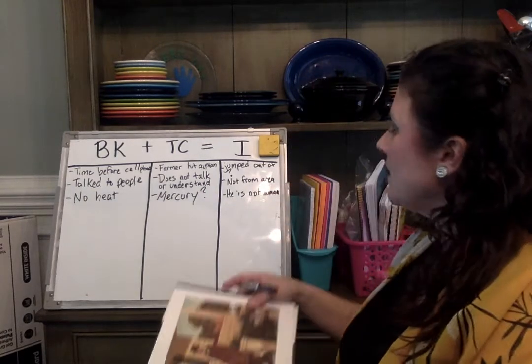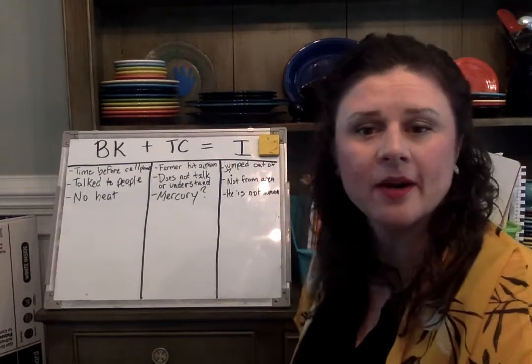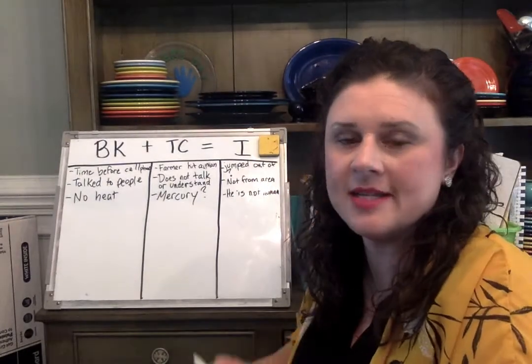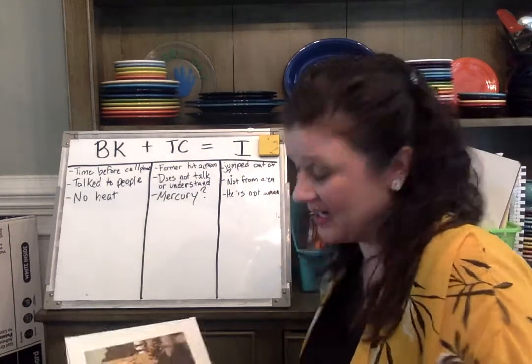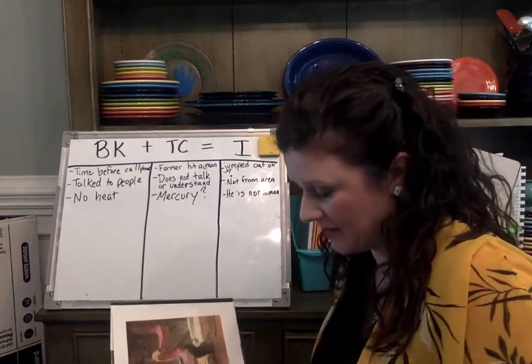So let's see. So far, I'm inferring he's jumped out of where? I don't know where. He's not from this area. He's not human if he doesn't have a temperature, because we're endothermic.